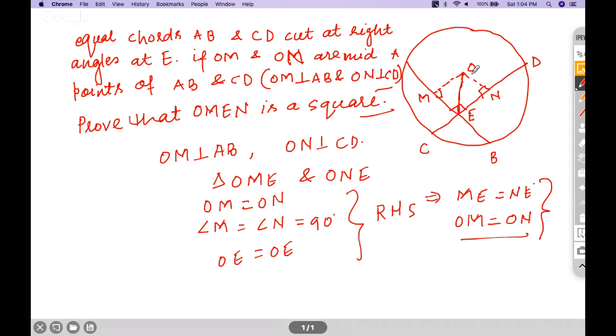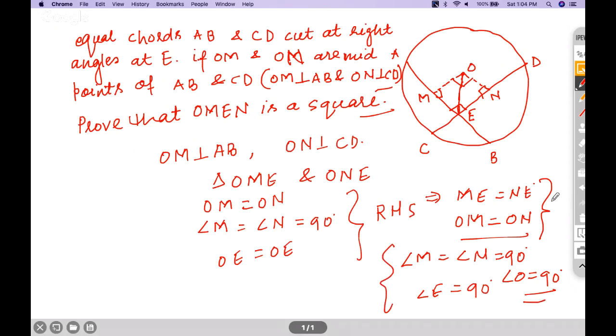So the sides have already been proved as equal. Now if I prove that all the angles are 90 degrees, I know that angle M and angle N are 90 degrees. Angle E has already been given to me as 90 degrees. So angle O has to be 90 degrees because in a quadrilateral the total angle is 360 degrees. So all angles are 90 degrees and all sides are equal. Hence OMEN is a square. That is how you have to prove it.